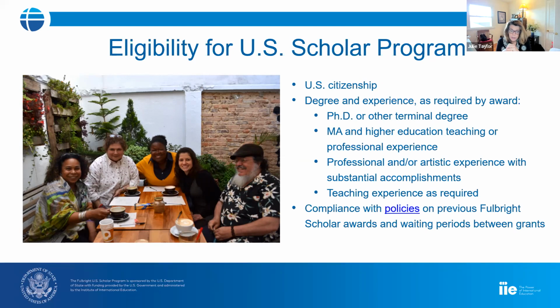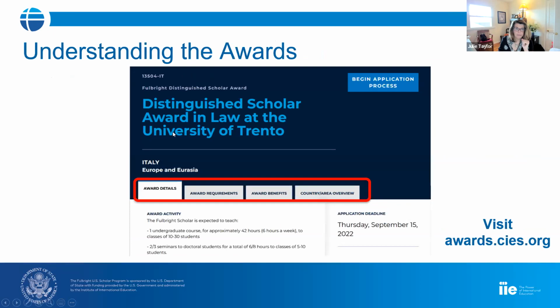Also, another eligibility component is compliance with policies on previous scholar awards and waiting periods between grants. So you need to wait 2 years between grants before you can apply again for a Fulbright. But we encourage you to apply throughout your career. Many people have multiple Fulbright awards.